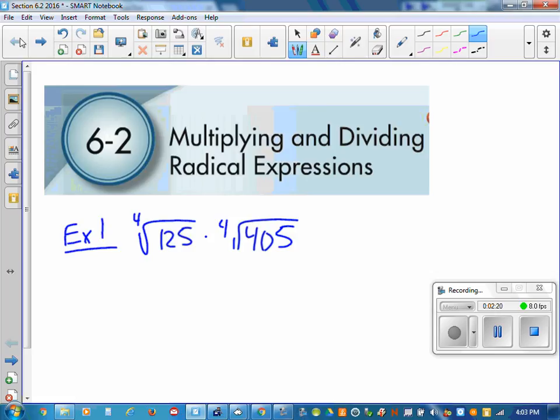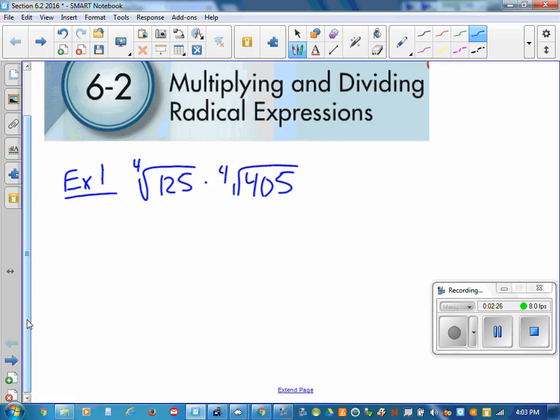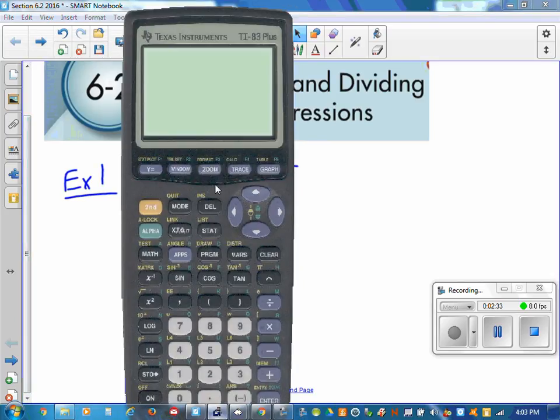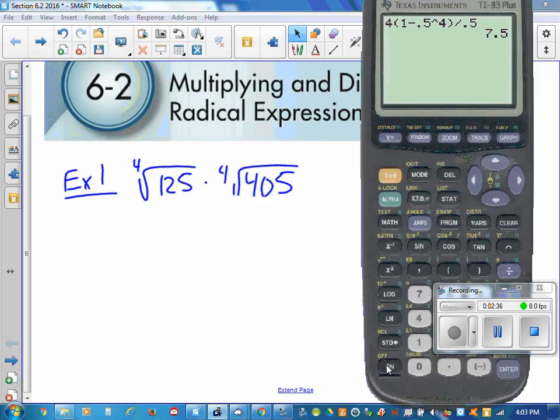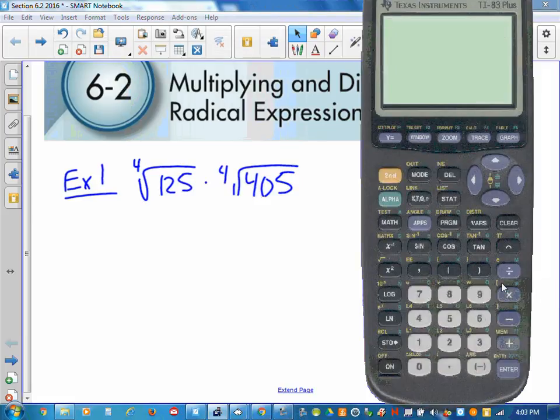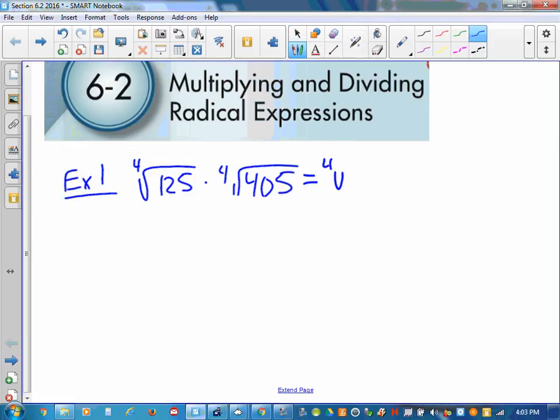All right, so here we go. Big numbers. Basically, we're going to multiply the two big numbers together. We have the fourth root of 125 and the fourth root of 405. So I get out my handy dandy calculator here, and I'm going to multiply 125 times 405 equals 50,625. So this now becomes the fourth root of 50,625.